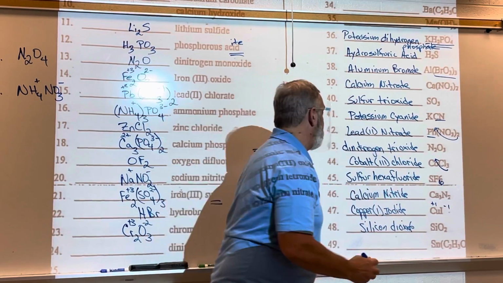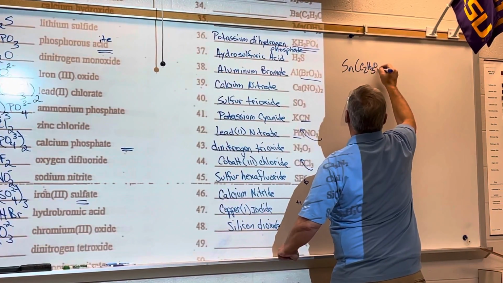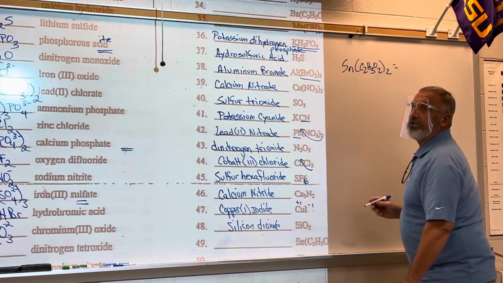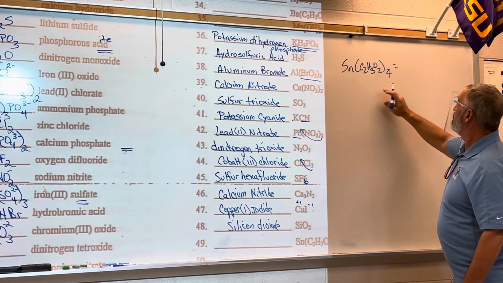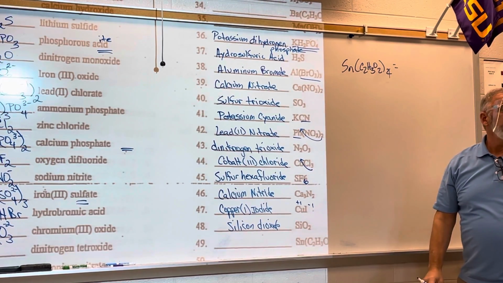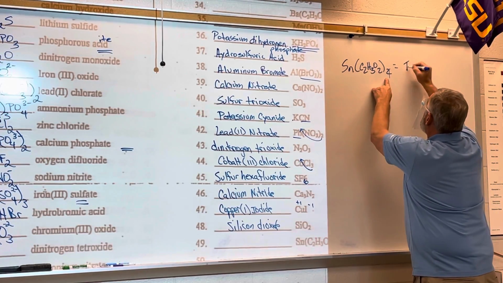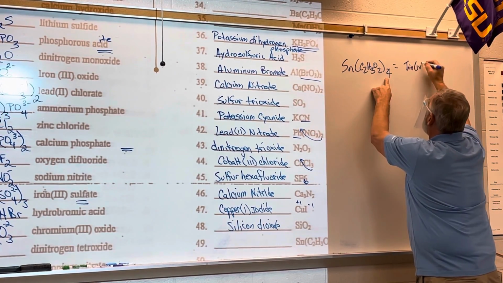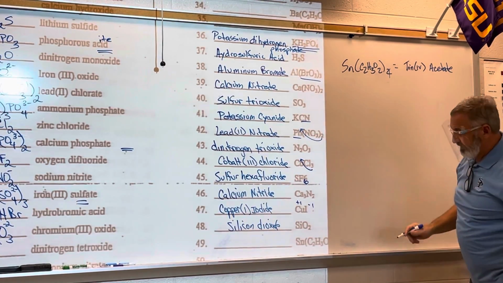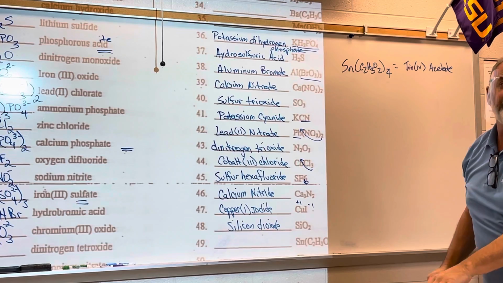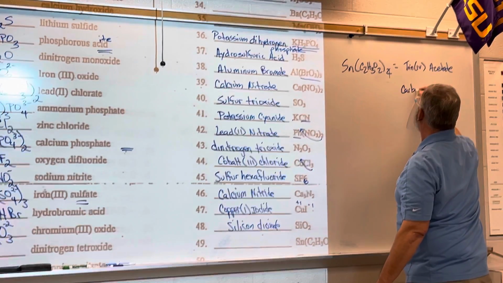Okay? Now Sn(C2H3O2)4. Sn is what element? It's tin, down here? Yes. Okay. So it's tin, but what's its charge going to be? 4. Tin 4 acetate. And then the last one, CI4, carbon tetraiodide. Carbon tetraiodide.